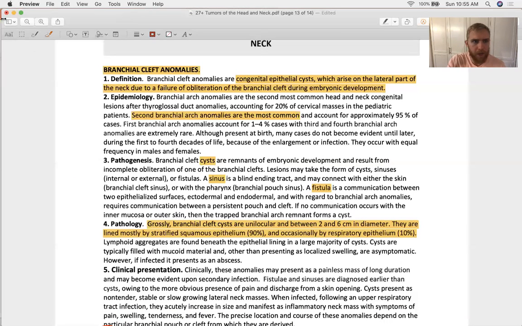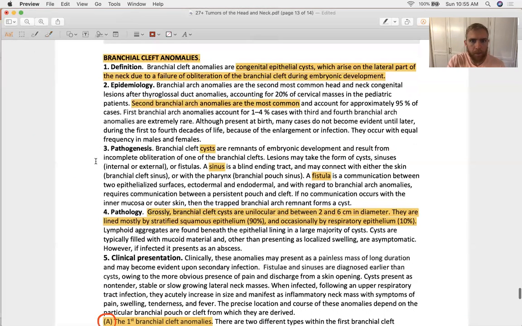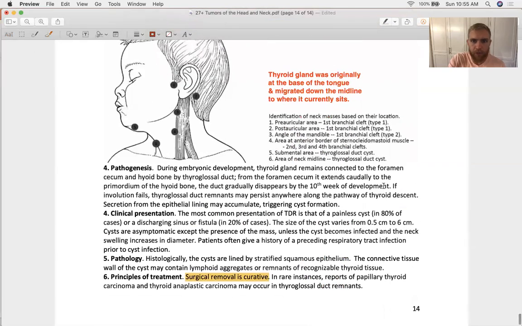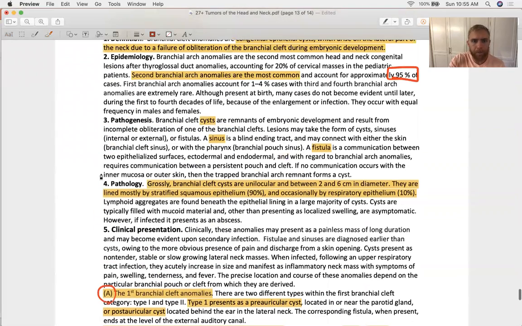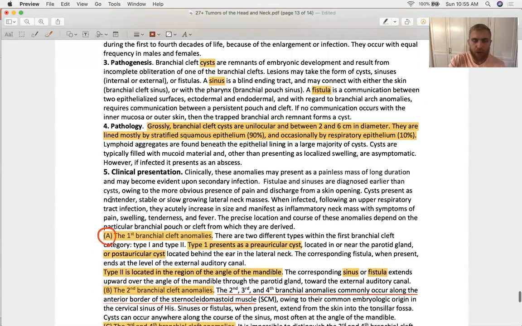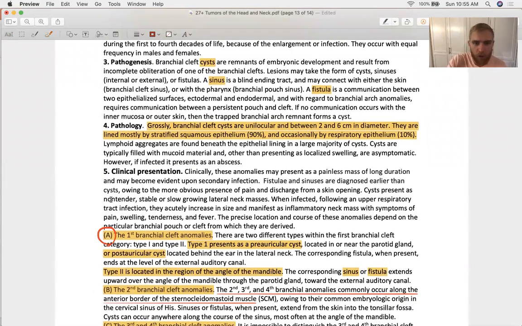Let's finish up the SDL. Second branchial arch anomalies are the most common and account for 95% of cases. And those second branchial arch anomalies are going to present right there at the anterior border of the sternocleidomastoid. It can be a cyst, a sinus, or a fistula. And again, this is most likely going to be a source of much ambiguity on an exam question.